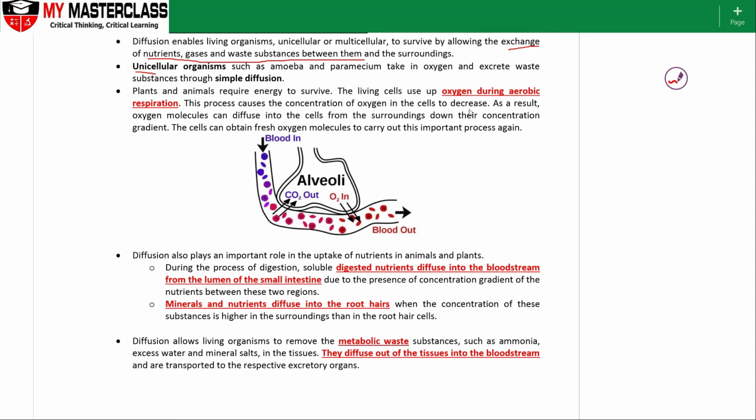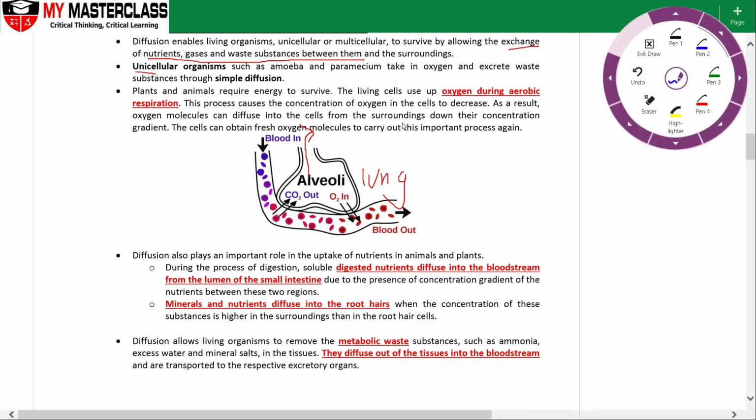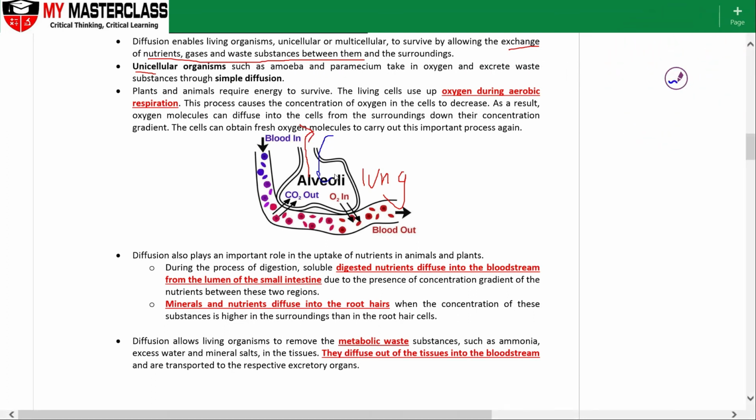So humans release carbon dioxide into the environment. This alveoli here is part of the lungs region. Carbon dioxide is removed from the blood plasma into the alveoli, and then it moves out when you exhale. Likewise, when you are inhaling, breathing in, oxygen will come in through diffusion. It will then bind to the red blood cell, and then it will be carried to other parts of the body system.